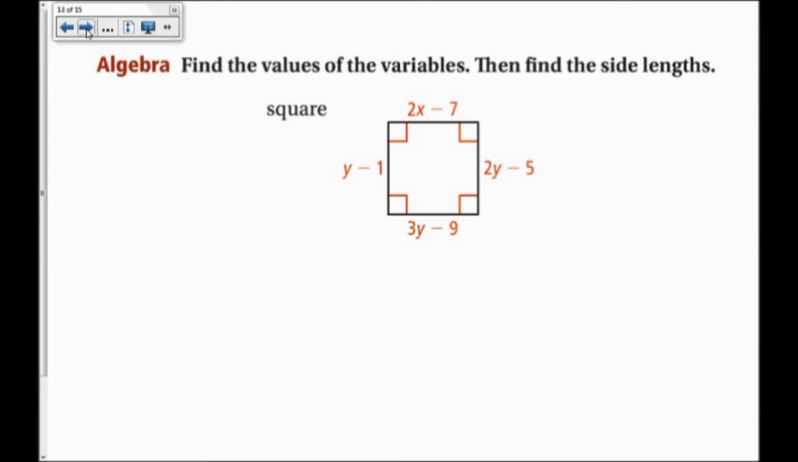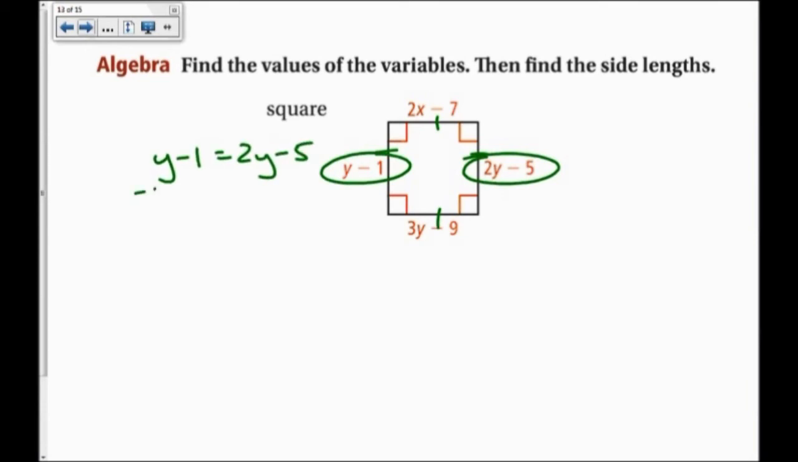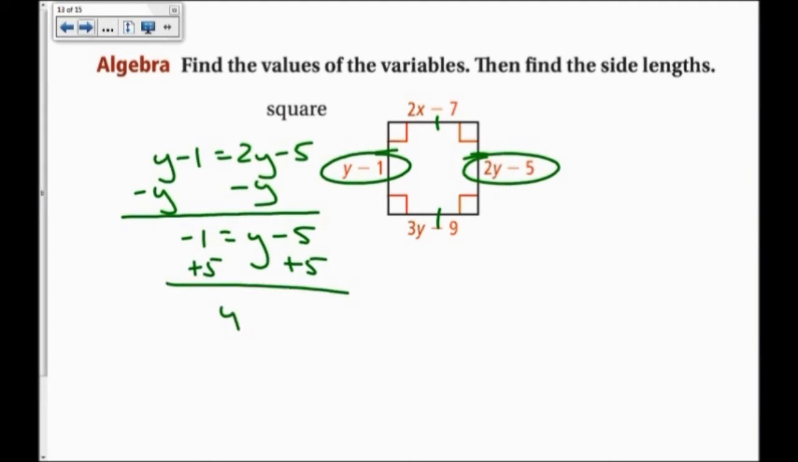So I know that in a square, all the sides are the same length. So I'm going to use some algebra and say, well, these both have y in them and they're congruent. So I know that y minus 1 is equal to 2y minus 5. So I'll subtract y from both sides. And y is equal to 4.